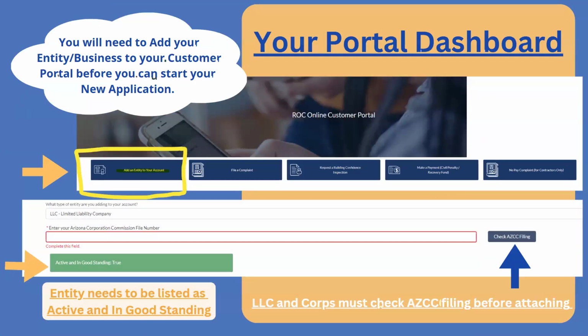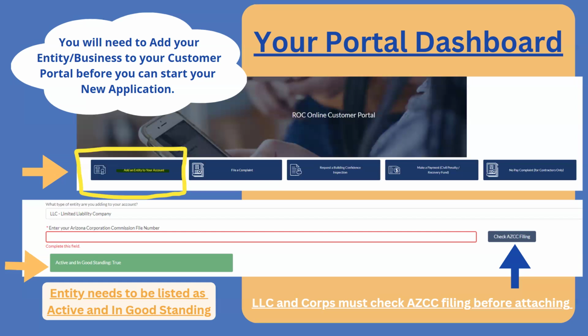Alrighty, so you've created your account. Now you're into your portal dashboard. This is what it's going to look like. You'll see at the top it says ROC Online Customer Portal, and then you're going to have a few options. So where you're going to want to start is by adding a business entity to your account. So you've registered your company with the Corporation Commission. Now you need to come over here to your ROC portal and link your company.